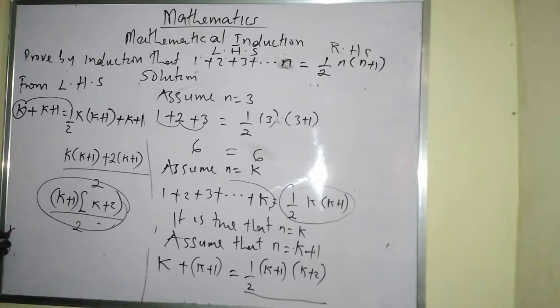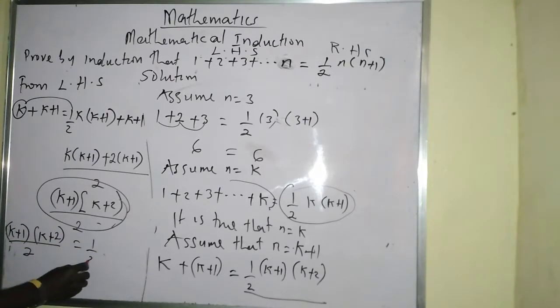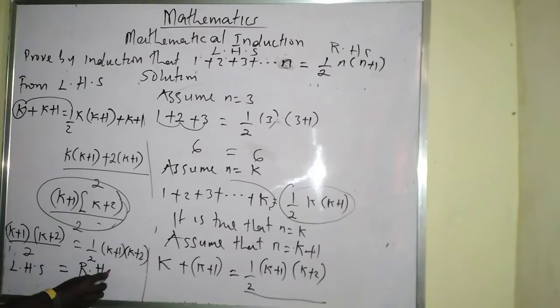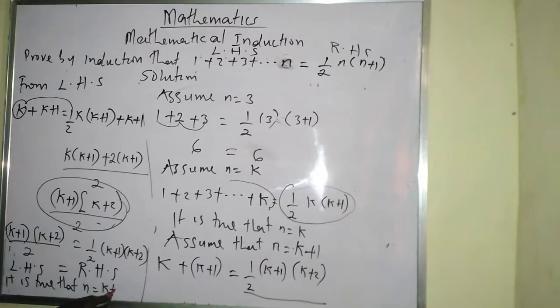It means k plus 1 times (k plus 2) all over 2 will be equal to 1 over 2 times (k plus 1) times (k plus 2). Now, LHS equals RHS. Now, it means it is true that n equals k plus 1. That is my final answer. The statement has already been proved. That is all about it.